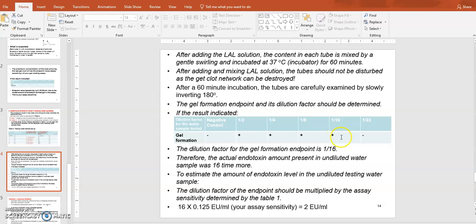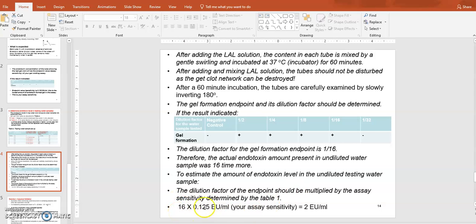Not only that, in that tube, how much of the testing water is present? It's present at 1/16th dilution, right? If you know that, then how about the undiluted amount of water? Let's say you test the tap water. How much endotoxin will be present there? If the tap water's 1/16th dilution gave about 0.125 EU per mil, then the undiluted straight tap water should have about 16 times more endotoxin present there, right?